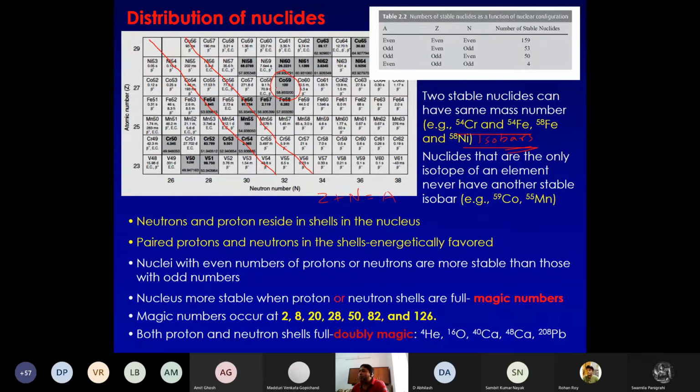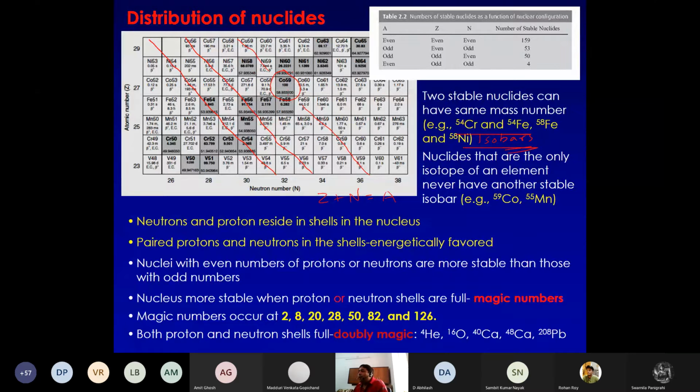It's an odd mass number isotope. So cobalt 59 is the only isotope of an element, and you will see that there is no other stable isobar. Iron 59, manganese 59, chromium 59, vanadium 59, these are the isobars of cobalt 59. They all have very short half-lives. They are all unstable. You can go this side also; none of them are stable. I forgot to mention that all the stable isobars are shown in these gray boxes. These gray squares are the stable nuclides.